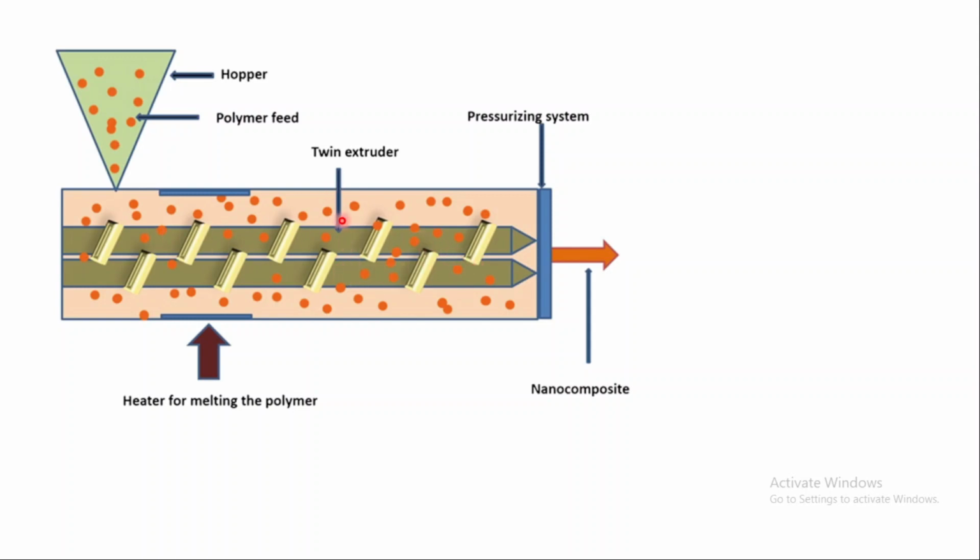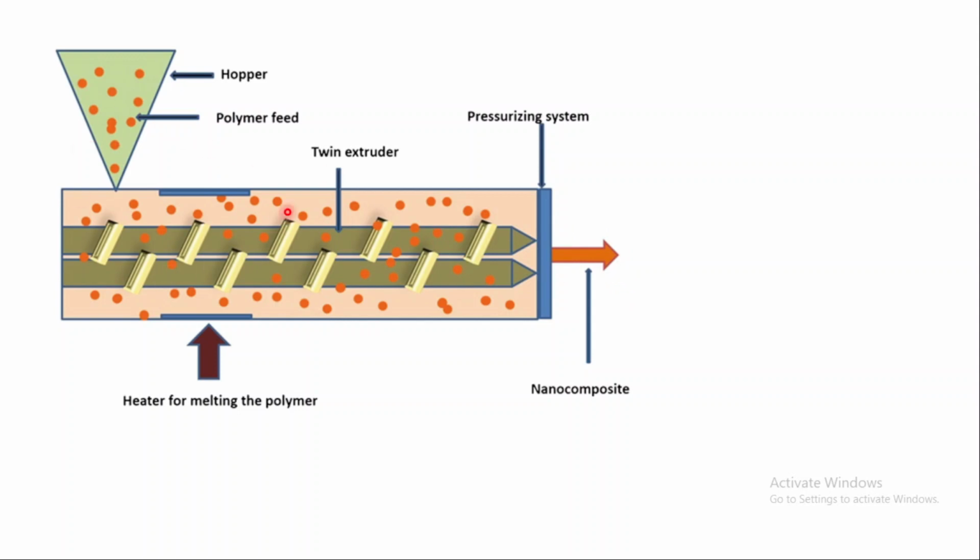These twin extruders will then absorb or adsorb on the surface the melt mix substance and then coat it as a nanomaterial. And there is a pressurizing system which maintains the internal pressure of this chamber. So the nanomaterial will be deposited on the surface of the twin extruder as a nanocomposite. Since we are using multiple polymers for the feed, we can design a nanomaterial with multiple properties of different unique nanomaterials.